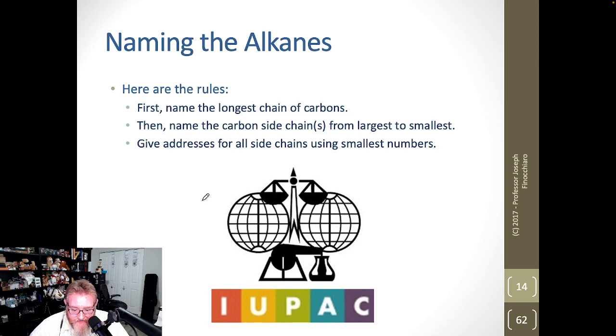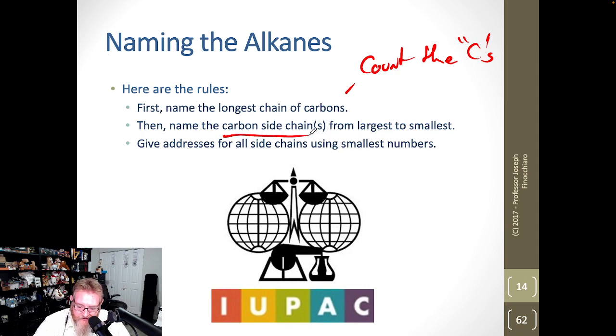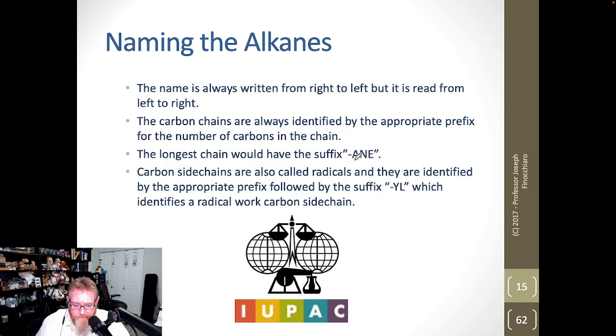First, no matter what, name the longest chain of carbons. Step 1, count the C's. Literally, count the C's. Then, count the side chains. Okay? You're going to go through looking at a molecule and you're just going to be like, okay, this one has 7, this one has 2, this one has 4. That's the first thing you do. You'll then give addresses. More on that coming up.